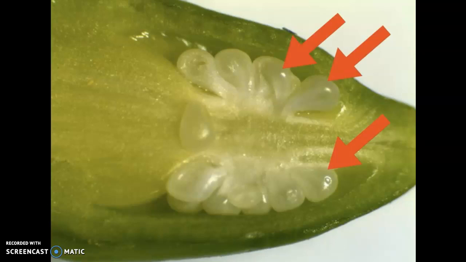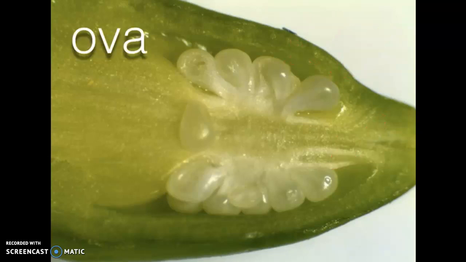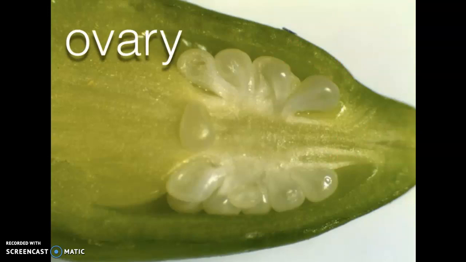These are plant eggs. Plants have eggs, just like many animals do too. Now, the fancy Latin word for eggs is ova. So the part containing the eggs, which we might call an egg chamber, well, scientists call it the ovary.